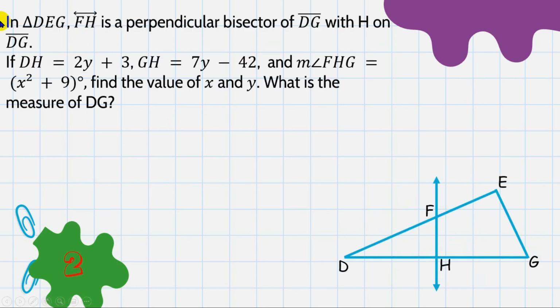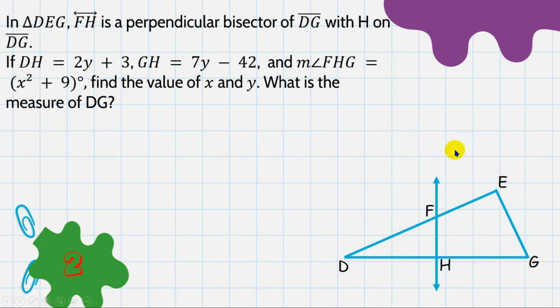Okay, number 2. So, in triangle DEG, line FH is a perpendicular bisector of side DG. So, perpendicular daw siya kay side DG at bisector din daw siya ng side na yon. So, with H on DG, yung H na yan ang tinatawag nating midpoint.